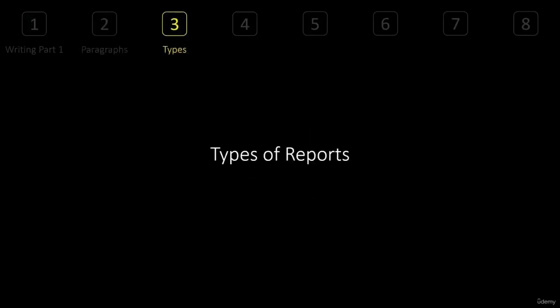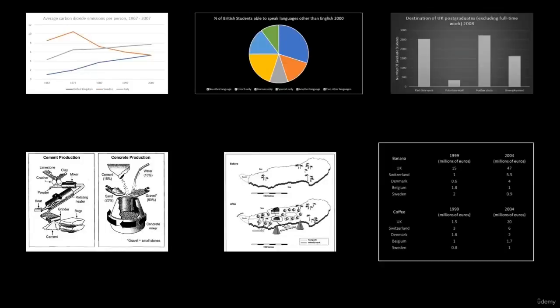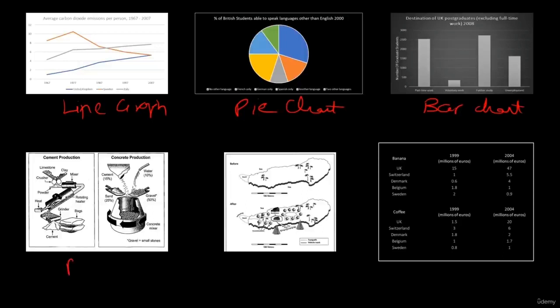Okay, now let's see the types of reports. The one which you're waiting for, the concrete types. Okay, so these are the 6 types, in which the first one is called a line graph or a graph itself. The second one is called a pie chart. This is called a bar chart. Don't call it bar graph, it's called bar chart. This one, as the fourth one, is called an image or process, describing a process.